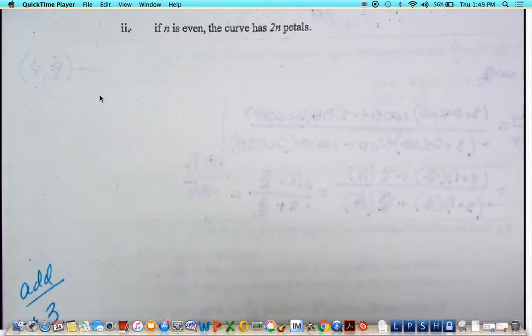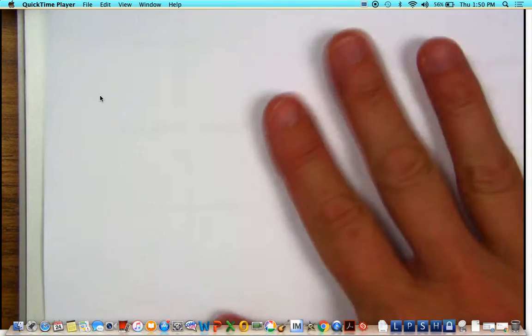But I really, really need to talk to you about area before you go. So take the packet that you got today. The first thing I want you to do is flip it over onto the back. You have a blank page back there. And we're going to talk about how the area formula for a polar curve comes to be, how we arrive at it.